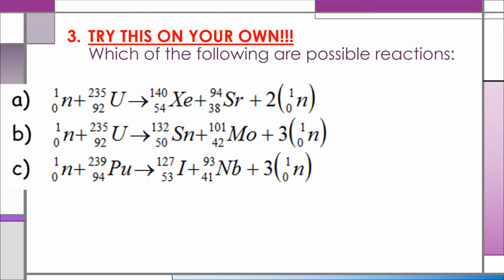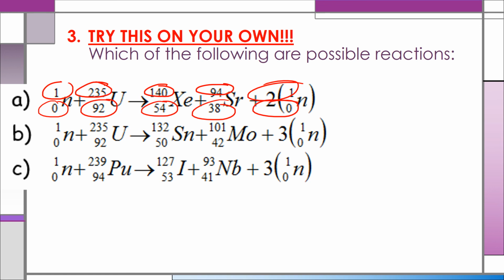Okay, here's another one. Another way to look at this one is basically saying which are the possible reactions. Just count up the total number of nucleons on the top and make sure that they're balanced, right? If it's not balanced, then it's not possible. Count up all of the protons down at the bottom. And again, if it's not balanced, it's not possible. Right? So go ahead and click pause and determine if each of these is possible.